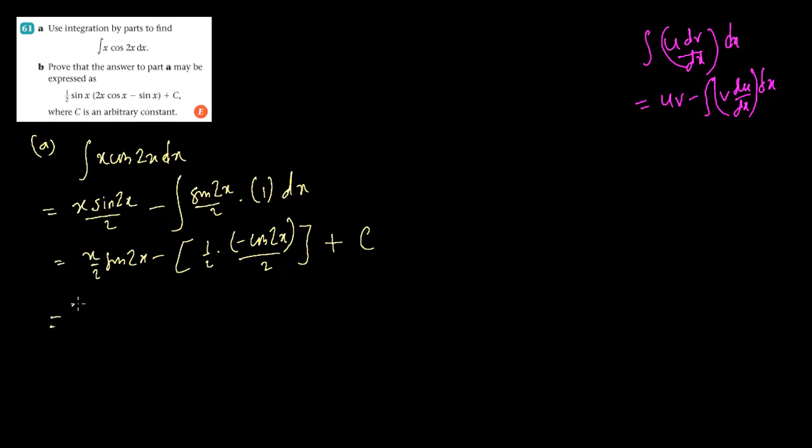So if I simplify this, this would be x by 2 sine 2x, this minus and this minus multiply and become plus 1 by 4 cos 2x plus c. So this is the integral.